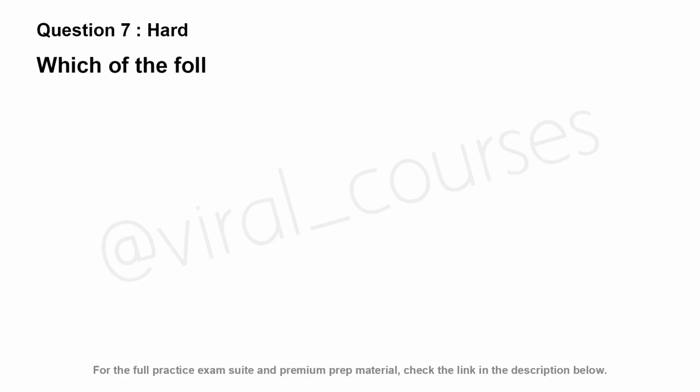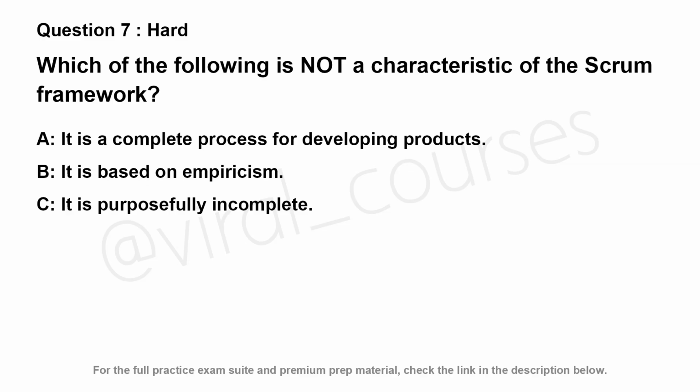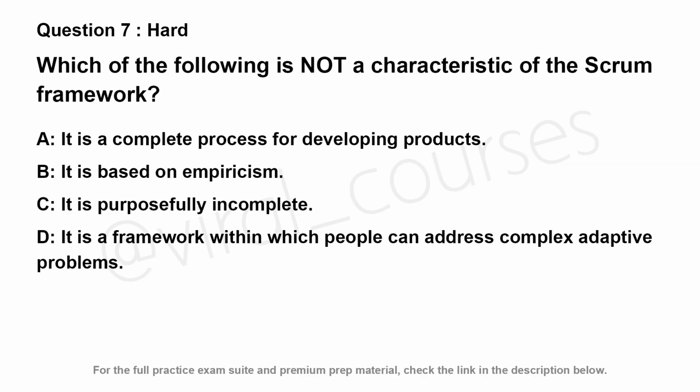Which of the following is not a characteristic of the Scrum framework? Option A. It is a complete process for developing products. Option B. It is based on empiricism. Option C. It is purposefully incomplete. Option D. It is a framework within which people can address complex adaptive problems.